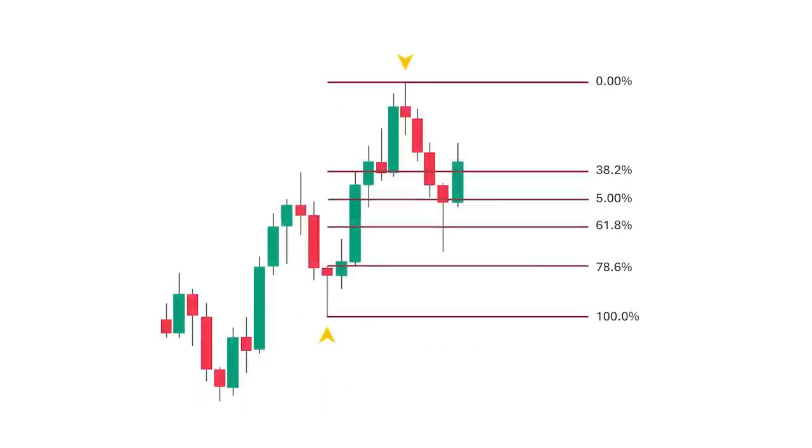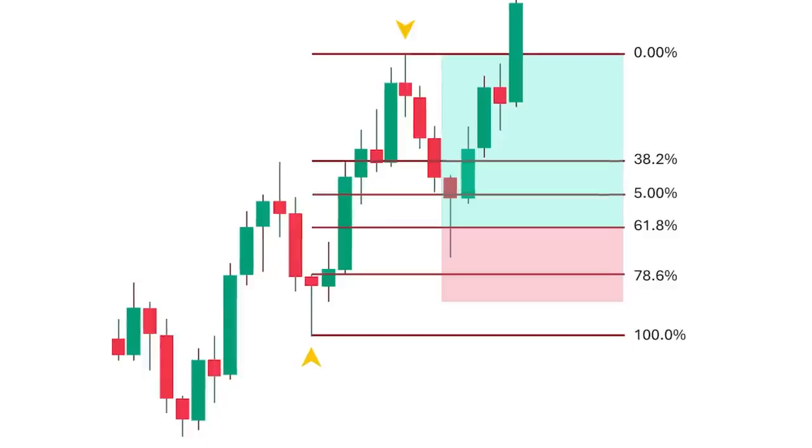Now, why do Fibonacci levels work in trading? The main reason is not necessarily because markets are governed by nature. It's often because many traders watch the same levels. Large numbers of buy and sell orders gather around them. Price reacts because people expect it to react. This is called a self-fulfilling prophecy.